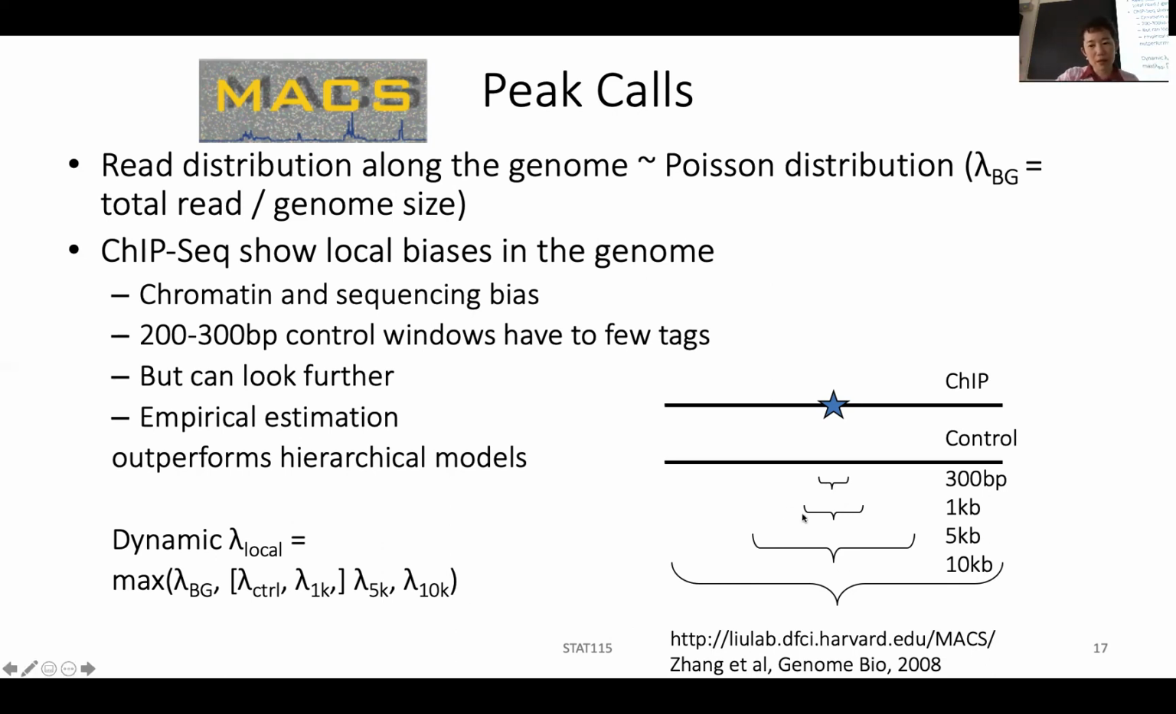And it turns out this captures the local background much, much better. And we use this conservative approach, not just looking at 300 base pairs, but 1 KB, 5 KB, and 10 KB, then take the maximum to get a conservative p-value. And that actually works very well, and people are still using it nowadays.